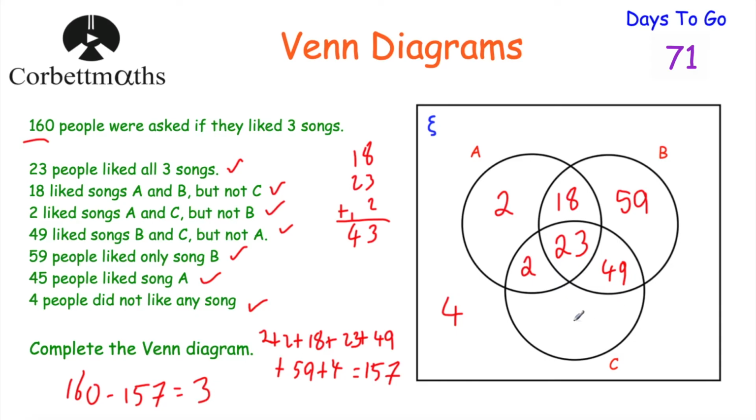So that means there's 3 people that only like song C. So there's 3 people there. And that's it. We've completed the Venn diagram. So we've answered that wordy question on Venn diagrams. So that's something that you may encounter.